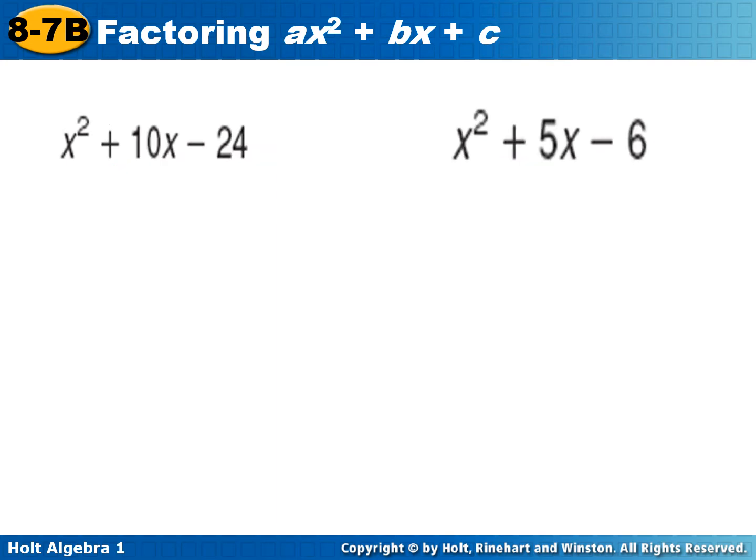Next one. C is now negative. So factors of 24 that subtract to get 10. 12 and 2. Since C is negative, they will have different signs, and the larger number gets the sign of B. So 12 gets the positive and 2 gets the negative.